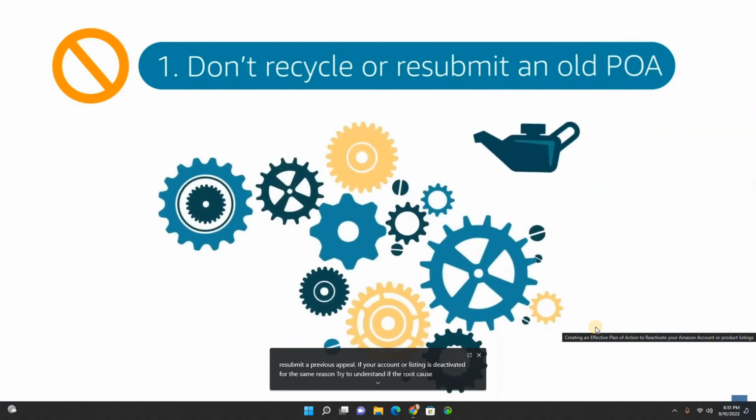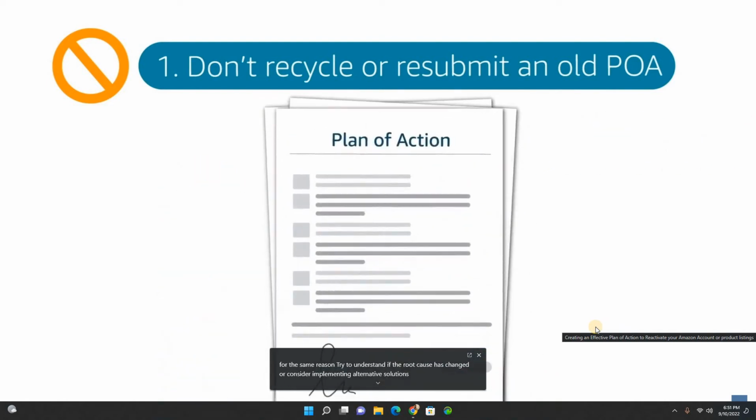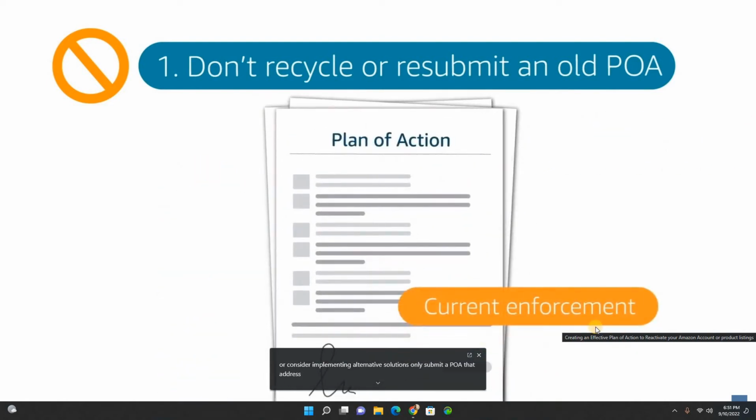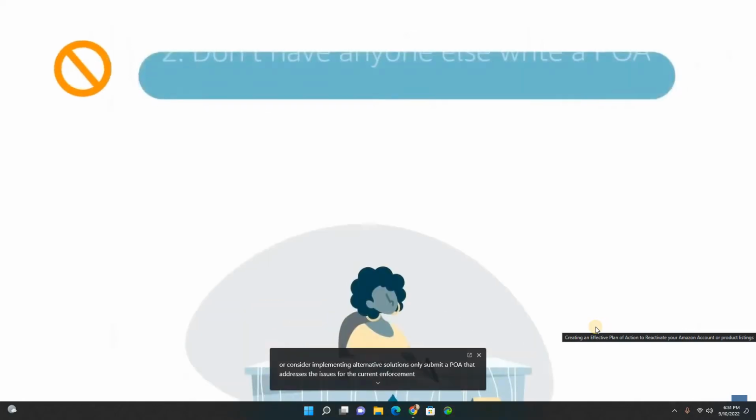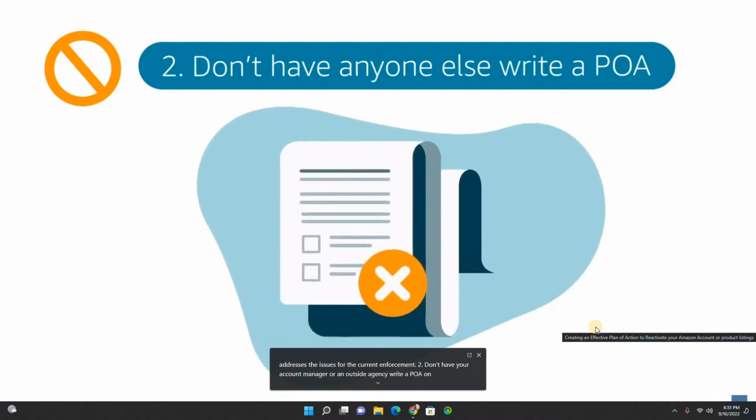But they're growing quickly and could represent an opportunity to optimize. Only submit a POA that addresses the issues for the current enforcement. Some of the most relevant niches for packing cubes have fairly small search volume. Great Homes wants to focus on larger opportunities.